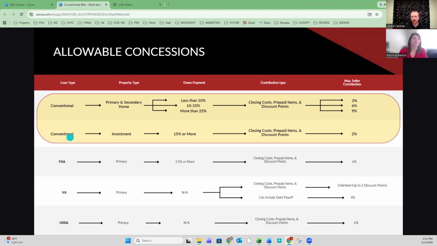But it's very strict on investment properties where they are only going to allow for 2%. It doesn't matter how much money you're putting down, they're not going to change that figure. So you've got to be really careful with that. Sometimes people get hung up on that investment property one because it is a little bit lower than some of the other options.